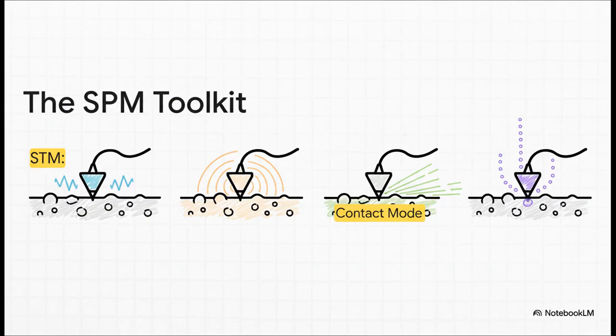And this feeling toolkit is just incredibly versatile. One method, STM, measures a tiny electrical current that actually tunnels between the probe and the surface. Another one, AFM, measures the actual physical forces, attraction, repulsion. It can either drag its little tip across the surface in contact mode or gently tap its way along to build a picture, which is pretty amazing.